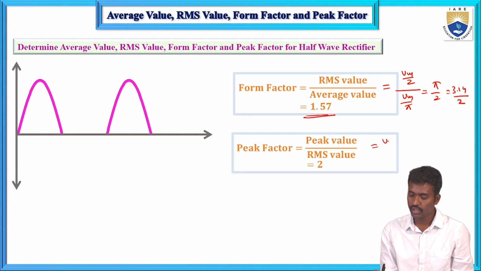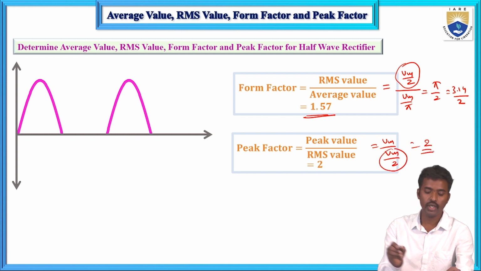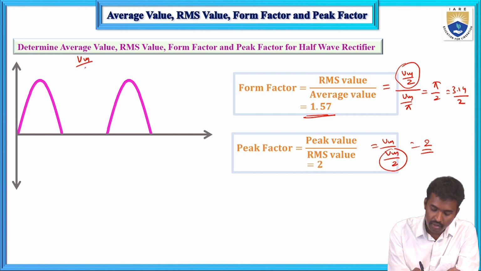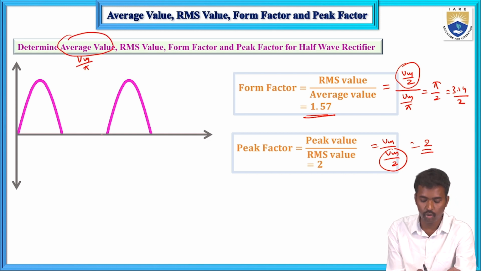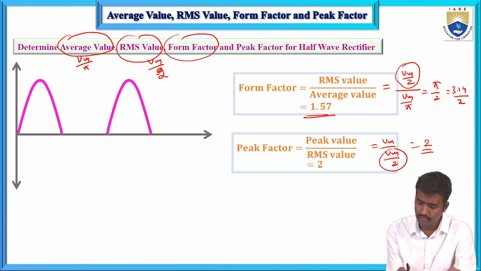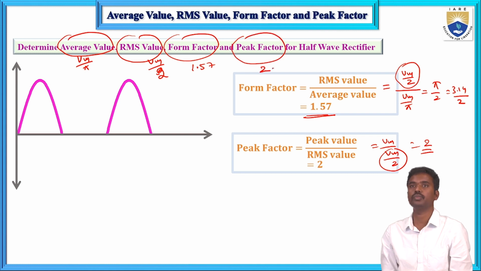Next, peak value is Vm, and the RMS value is Vm by 2, so the peak factor equals 2. Now here this is the Vm by pi average value for this half wave rectifier output, and RMS value is Vm by 2 only, and this one is the 1.57 and this one is the 2.